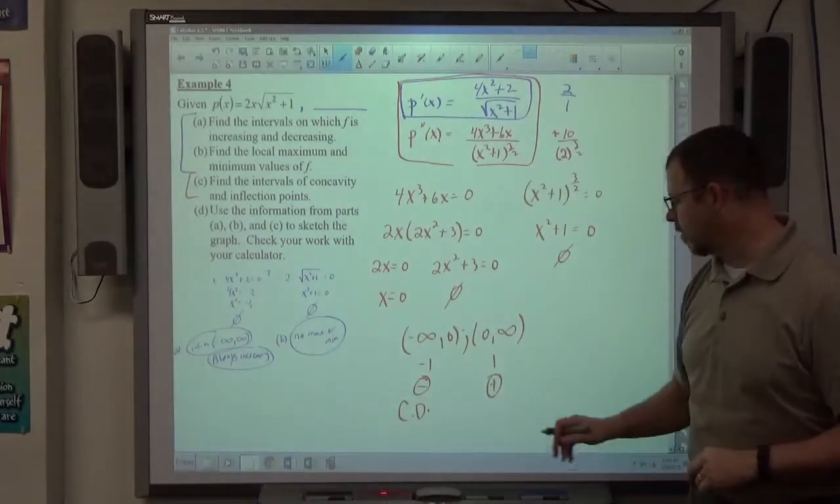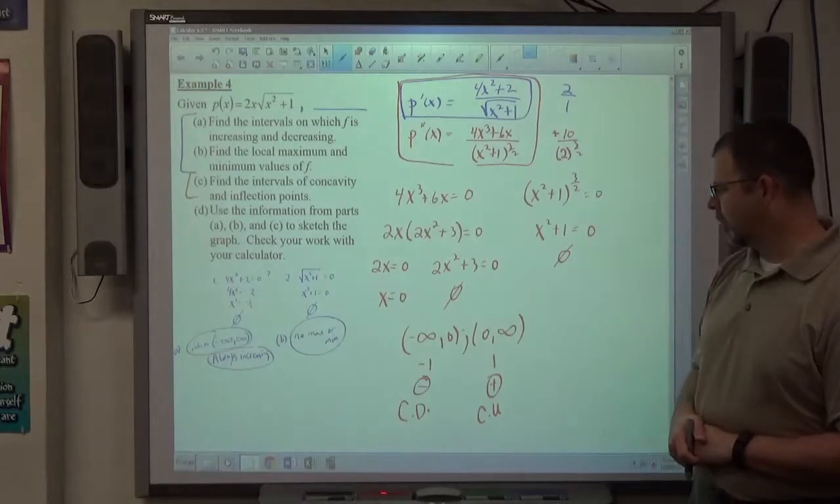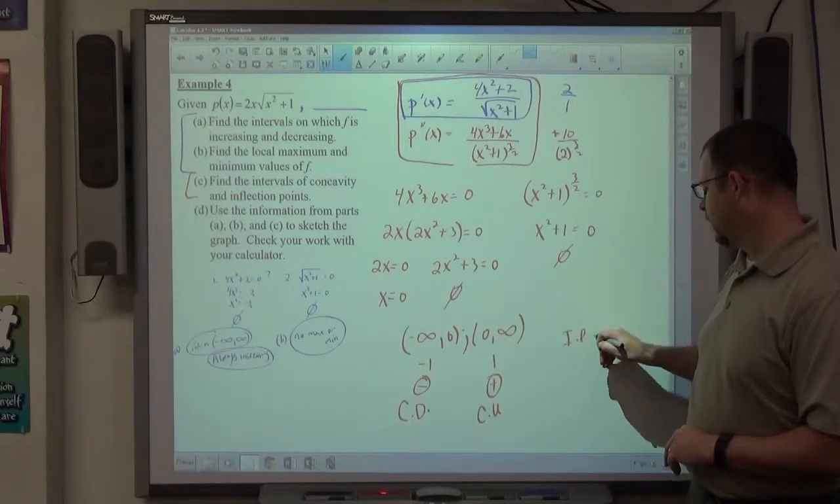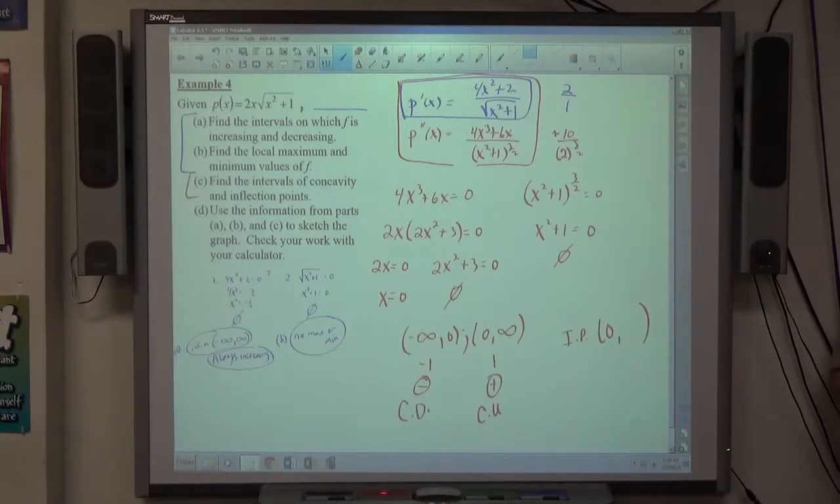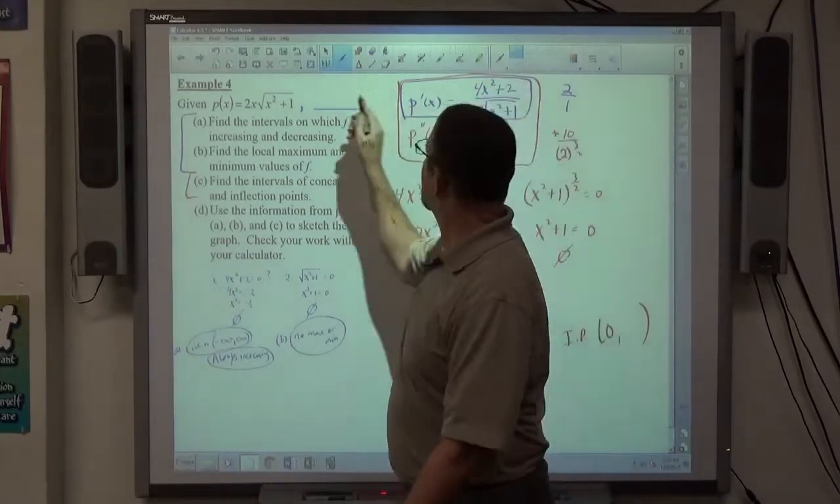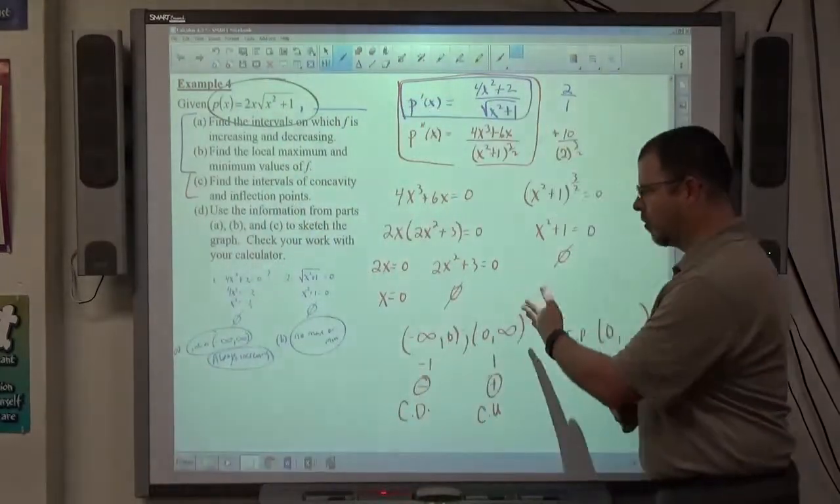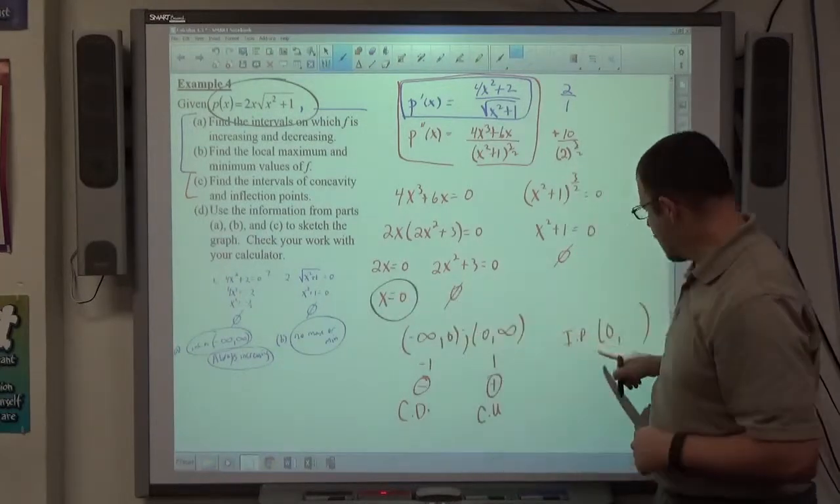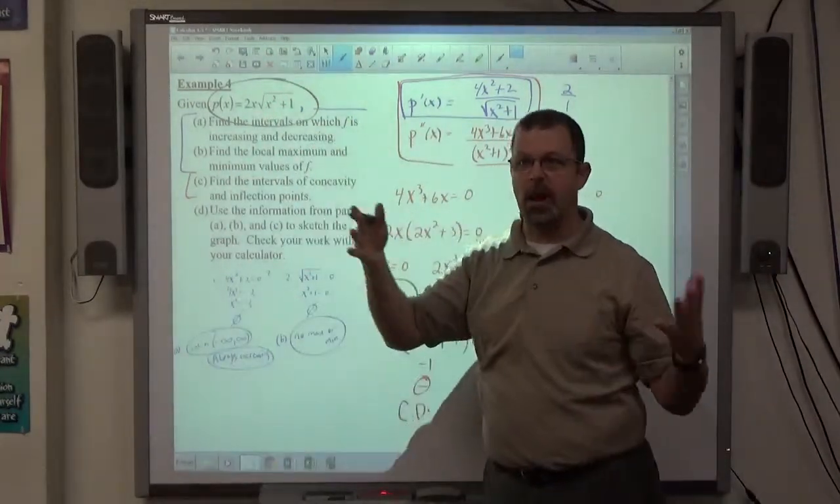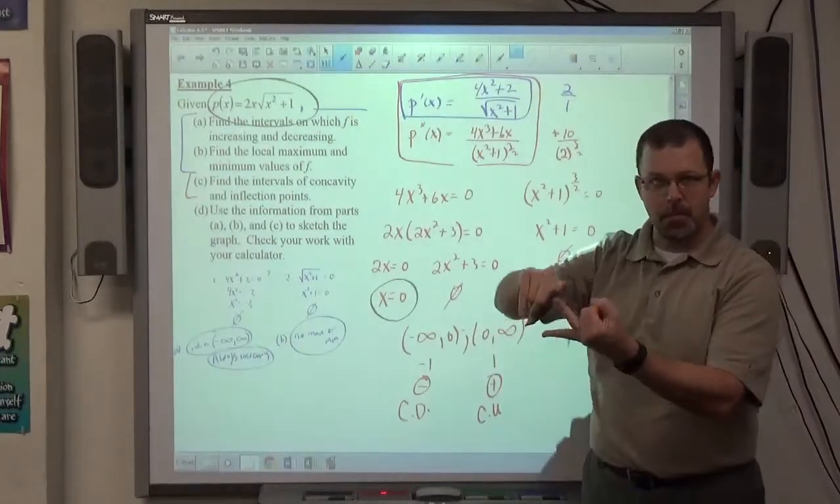Just like that, I can see that from negative infinity to 0, it's going to be concave down, and from 0 to infinity, it's going to be concave up, which means there's an inflection point at 0 comma something. Right. If the concavity switches, there's an inflection point. 0 comma something, how do I find the something? Put 0 into the original. We're trying to graph this. We're always trying to graph p of x. So once we get critical numbers, specifically to the first or second derivative, that critical number goes back into p of x to establish an actual point on the graph, which is going to be a maximum, minimum, or inflection point.